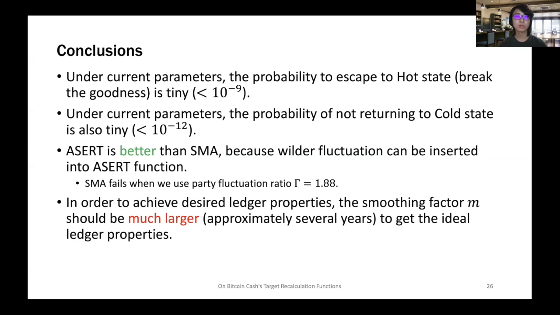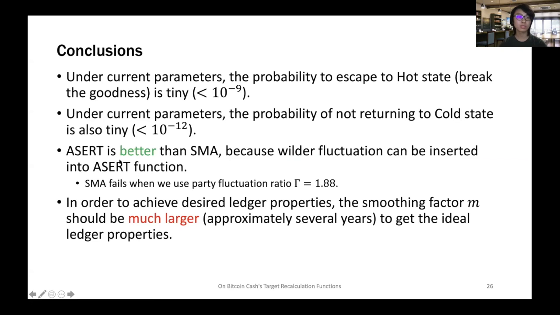The first and the second point are for the assert function. We can prove that even under the current parameters, which means that the smoothing factor m equals 288, this function helps to maintain a steady block generating rate. You can see that the probability that these bad events happen is quite tiny, which means that it can always help to achieve the steady block generating rate.